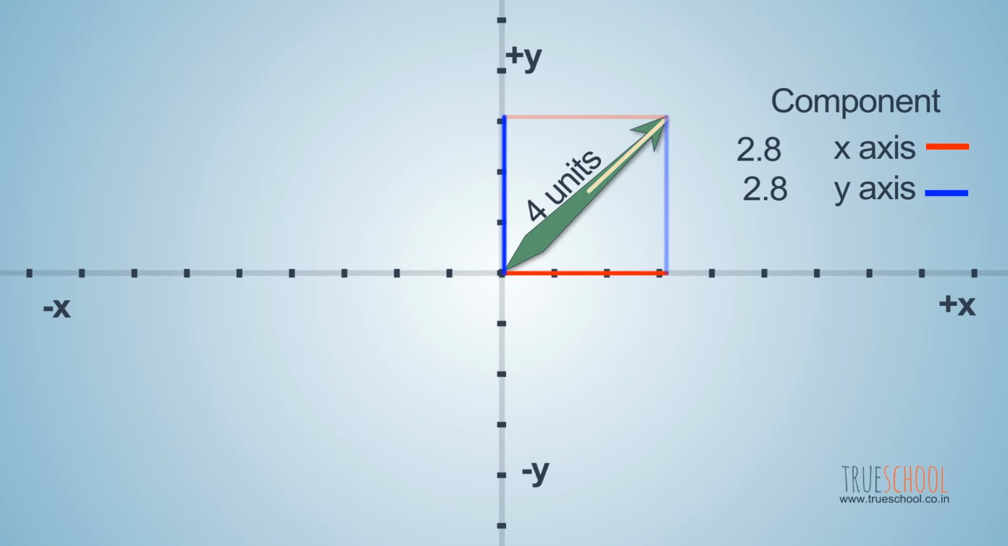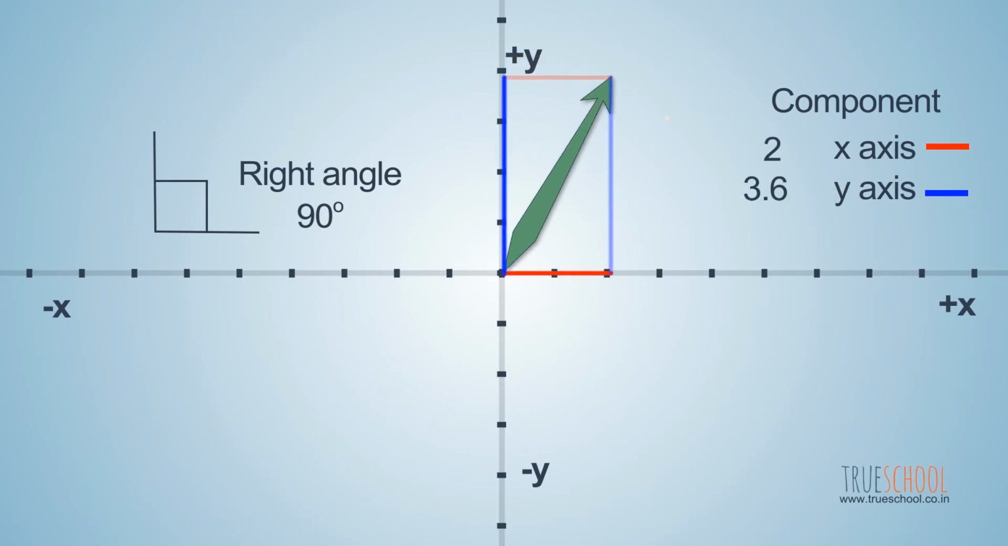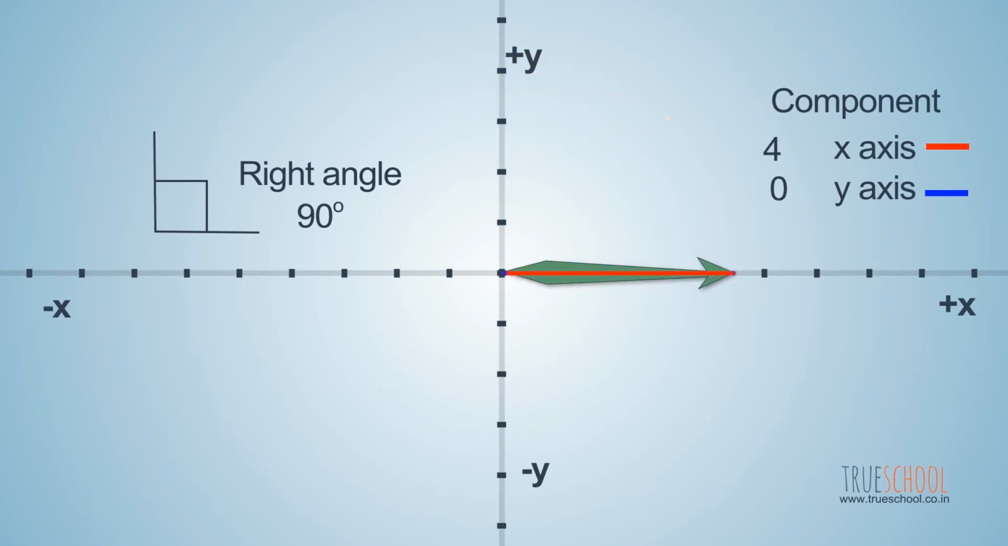Let's look at the x component of this arrow. When the arrow is at right angle to the x-axis, that is along the y direction, it has 0 x component. Similarly, when it is along the x-axis, the y component becomes 0.